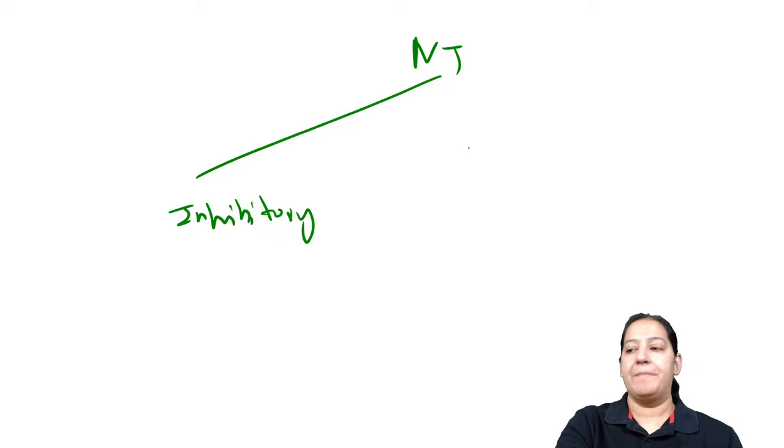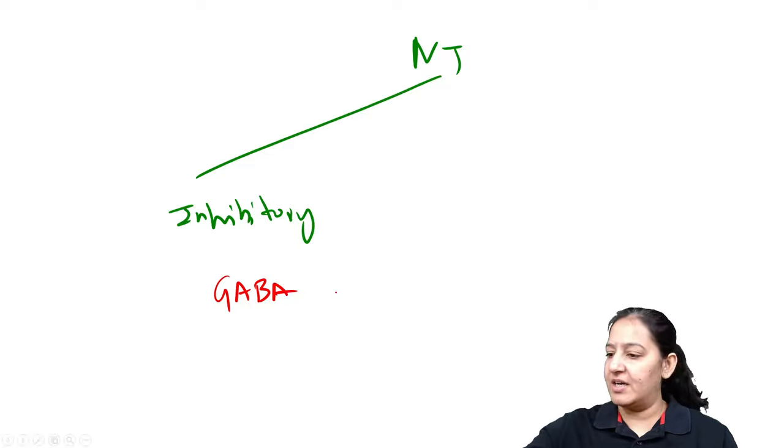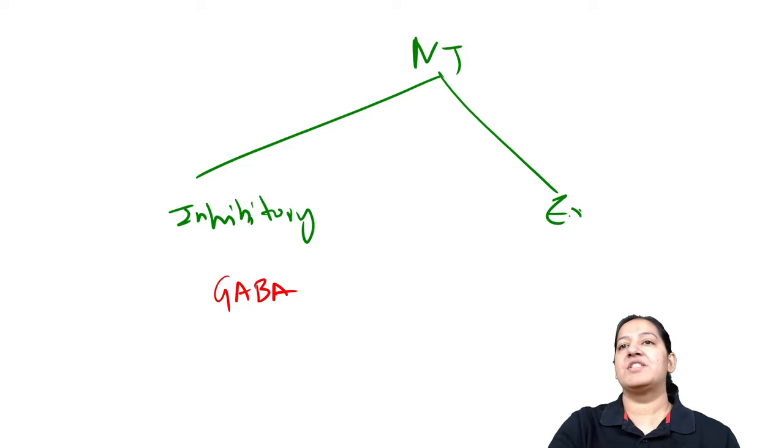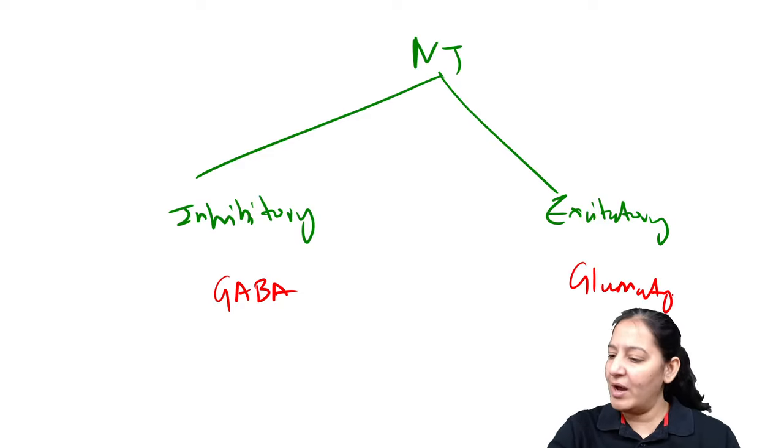The inhibitory neurotransmitter is GABA, as I have already told you. The second neurotransmitter is the excitatory neurotransmitter, and the name of the excitatory neurotransmitter is glutamate.